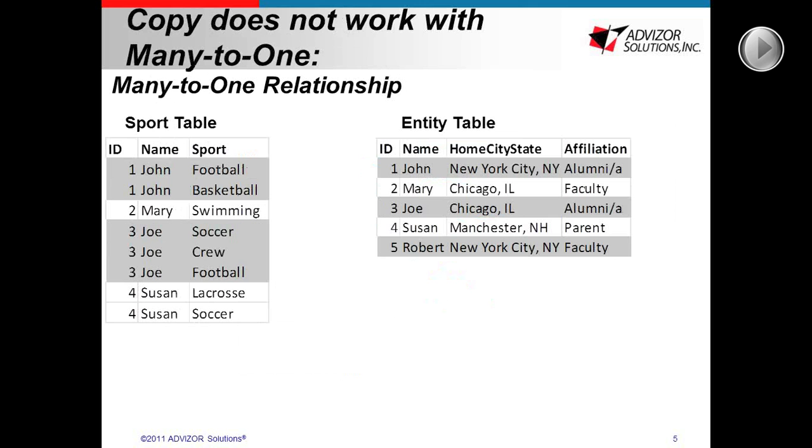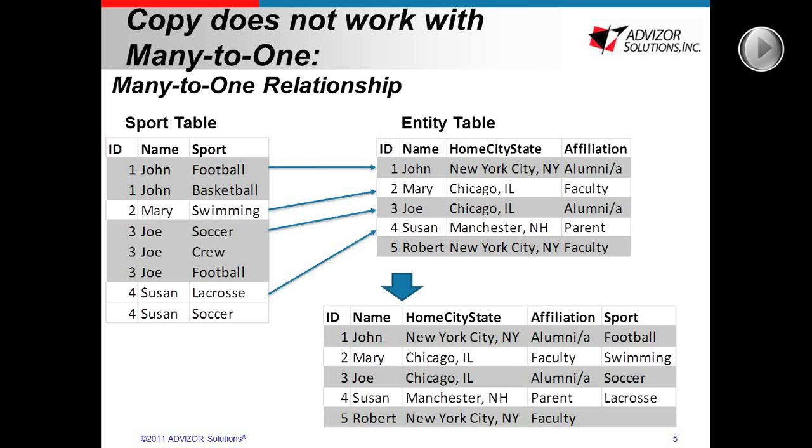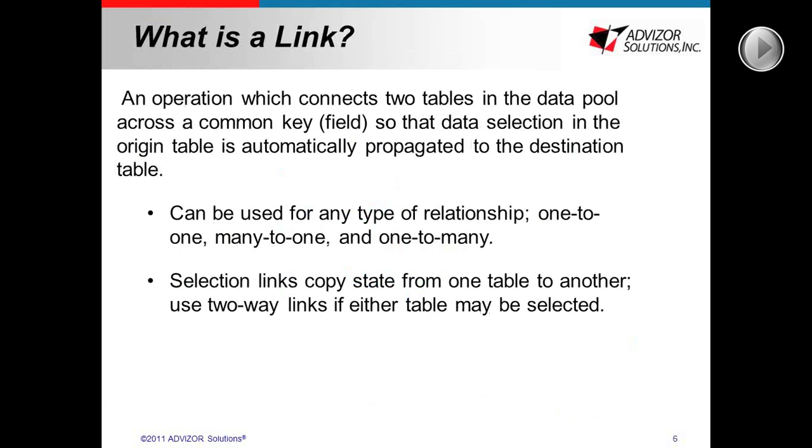Now there is a certain situation when copies do not work, and that is when the relationship is many-to-one. So as you can see, the sports table has entities entered more than once. So if I wanted to copy sport to the entity table, you can see that it doesn't match up. And the software would arbitrarily pick one of the sports, and this would be the result, and you would get misinformation. So when that's the case, links are used.